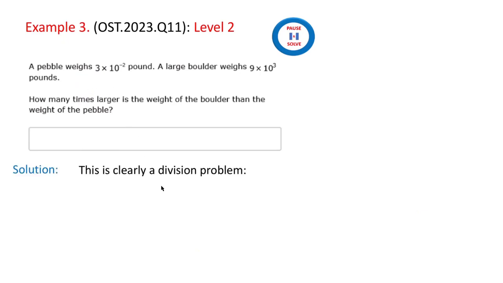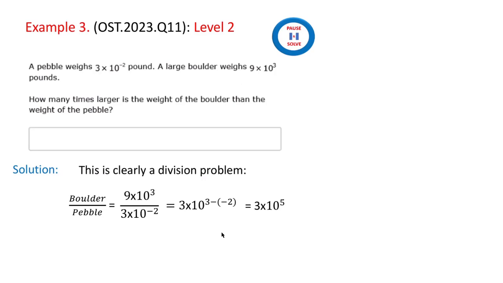Obviously, this is a division problem. You set it up this way. 9 times 10 to the power 3, the boulder. People is 3 times 10 to the power negative 2. 9 divided by 3 is 3. 10 to the power 3 divided by 10 to the power negative 2, that's 3 plus 2. So you get this one, which is 300,000. So your answer could be 300,000 like this, or this. Both are acceptable.